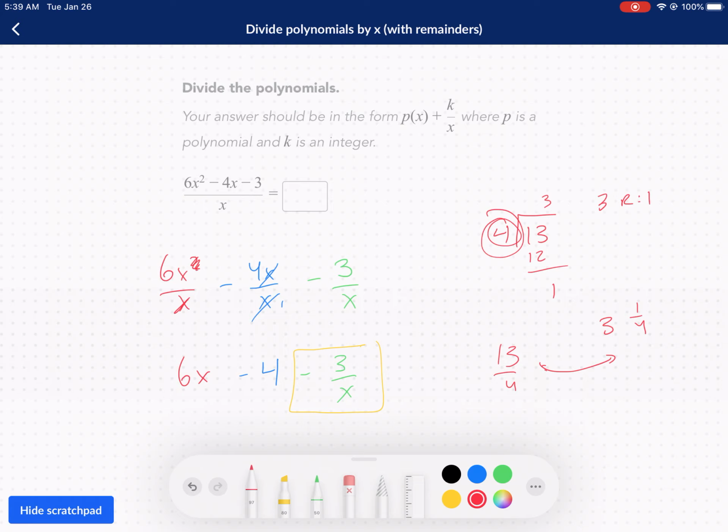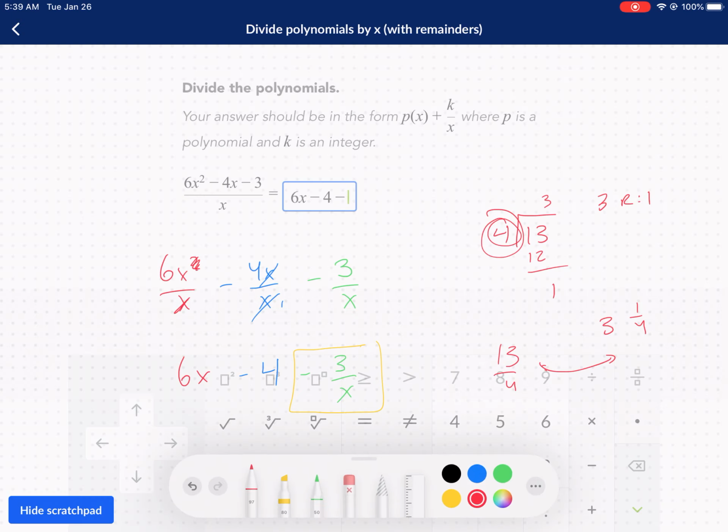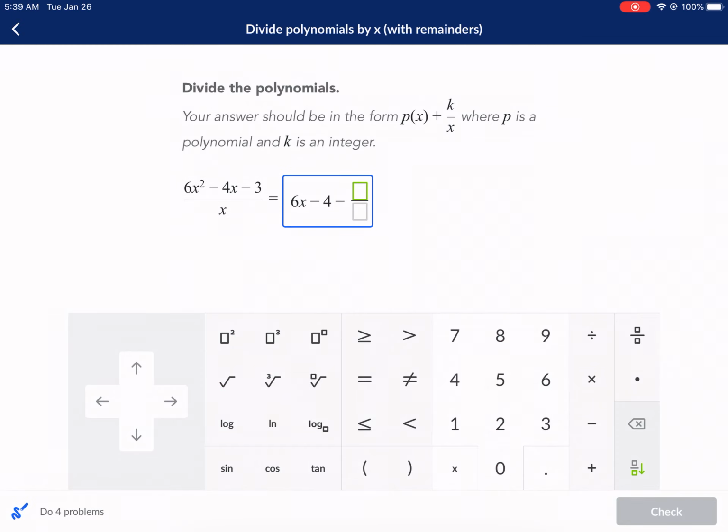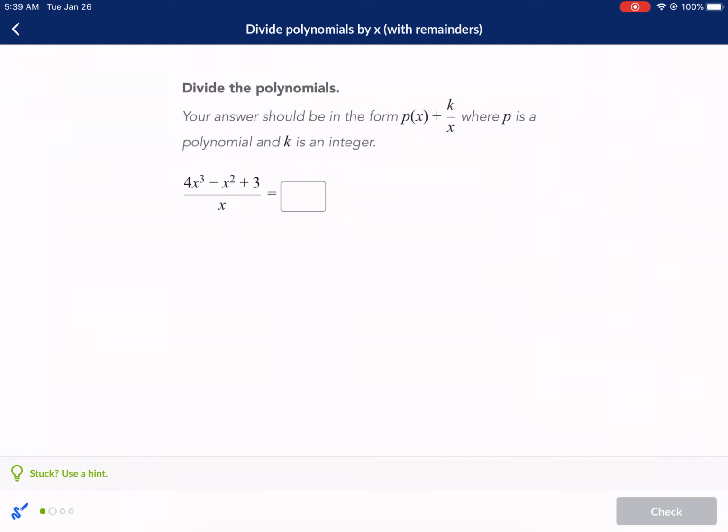That's a way to think of it so you're not so confused. So we have 6x minus 4 minus 3 over x left over. So we need a fraction. 3 over x is our remainder. Let's check it. All right, good work. Moving on. That's all we're doing with each one of these.